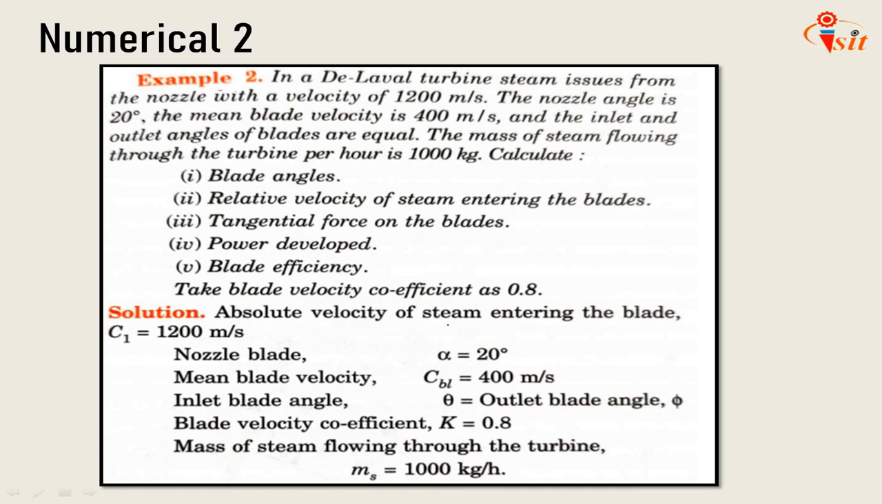Let's take one more example. In that we will draw a velocity diagram, and according to that we need to find something. In a De Laval turbine, steam issues from the nozzle with a velocity of 1200 meter per second. So steam is leaving the nozzle with a velocity of 1200, which means C1 is 1200 meter per second.